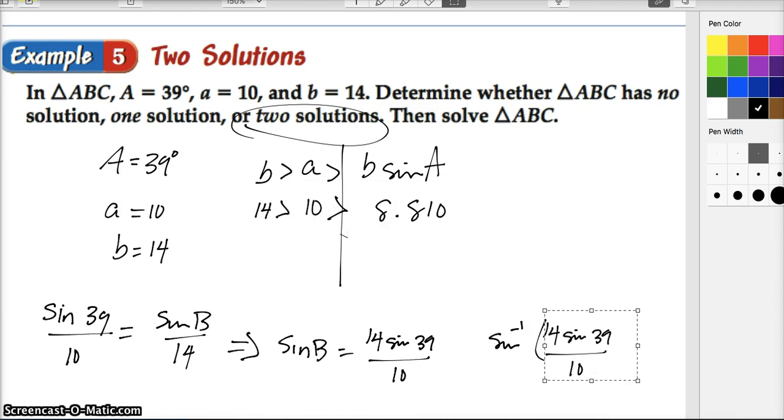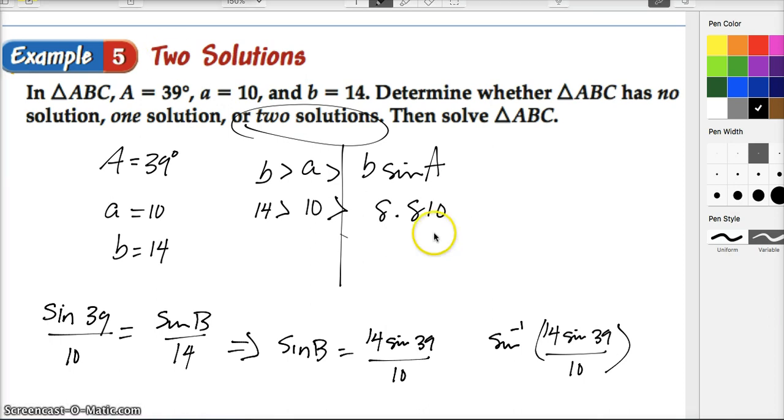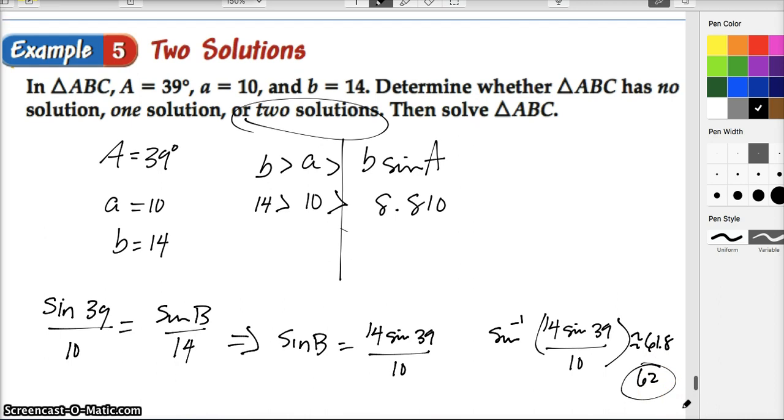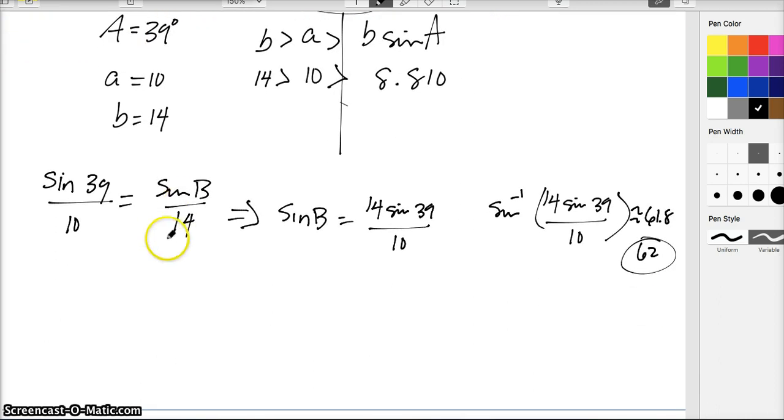So this is what we're going to find. And once we do this calculation on our calculator, then what we're going to find is the value for angle B. When I calculate this, I'm getting approximately 61.8 degrees or 62 degrees. Okay, so 61.8, 62 degrees is kind of what we're working with. And that seems pretty straightforward, right, guys? And you're like, okay, fine. If that's 62, then you can find C. Where's this other answer coming from?